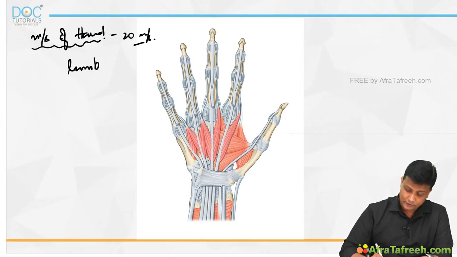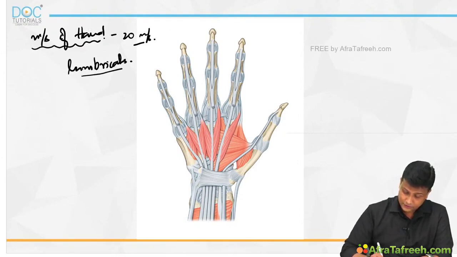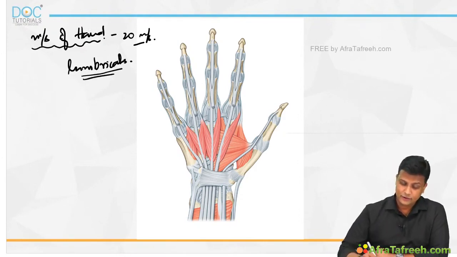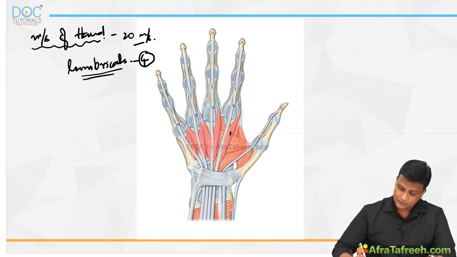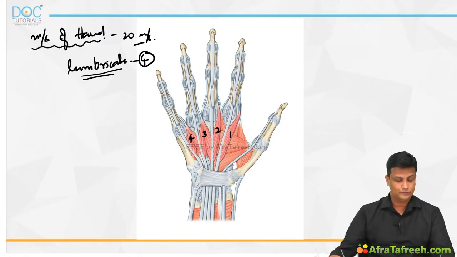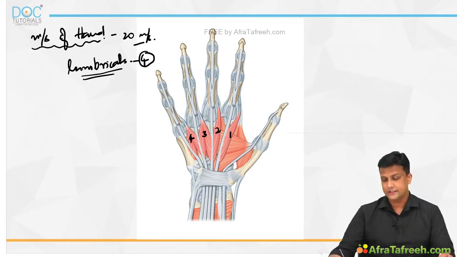Whatever diagram you are able to see on the screen, these are the lumbricals here. Now, there are totally 4 lumbricals. Out of the 20 muscles of the hand, how many lumbricals will there be, guys? There will be totally 4 lumbricals. This is lumbrical number 1 here, lumbrical number 2 here, lumbrical number 3 here, and then lumbrical number 4. There will be totally 4 lumbricals, guys.